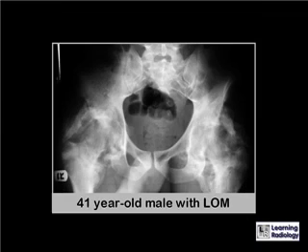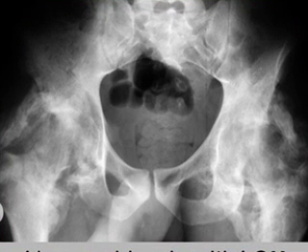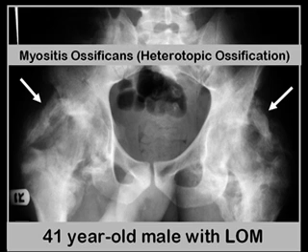This is a 41-year-old male with limitation of motion in his joints. Pause your computer or MP3 player while you decide what type of calcification or ossification this is. This is myositis ossificans, or heterotopic ossification, in this case secondary to quadriplegia, secondary to immobility. You can see there's dense ossification surrounding both hip joints where the white arrows are pointing.